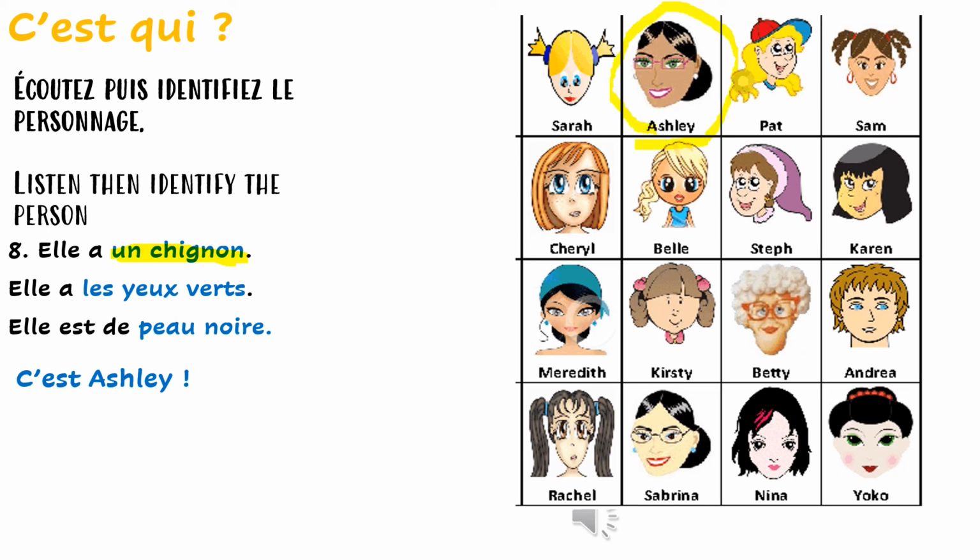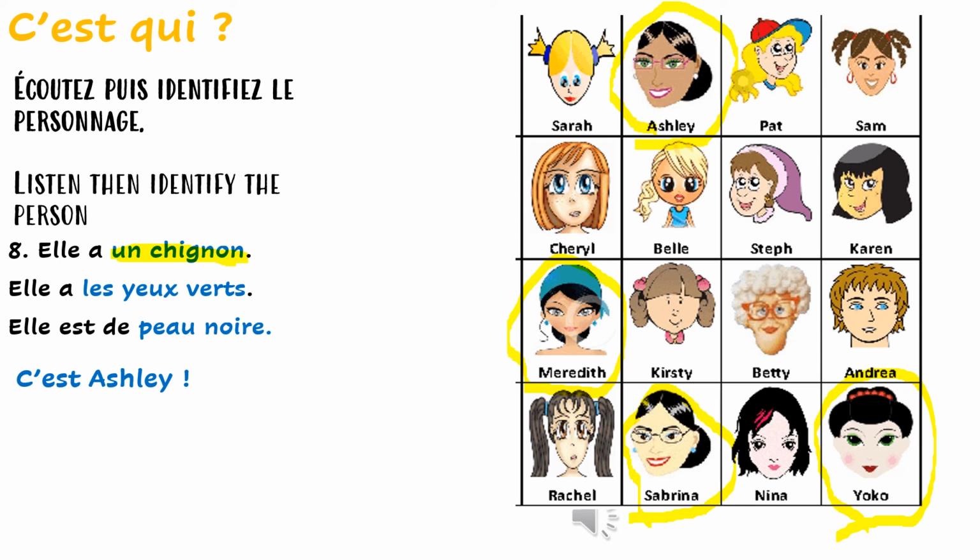Alright? Meredith also has a bun. Granted, she has a scarf thing over her head. Sabrina has a bun. Sabrina and Ashley look alike too. And then Yoko, elle est japonaise quoi. She seems to be Japanese. She has a bun too, right? But then we have some defining characteristics, okay?